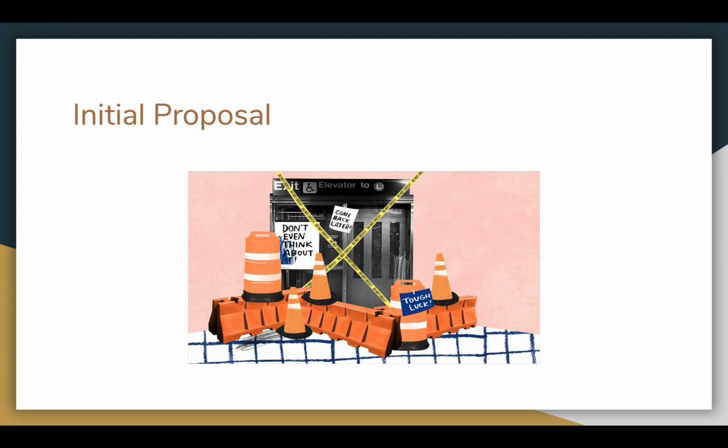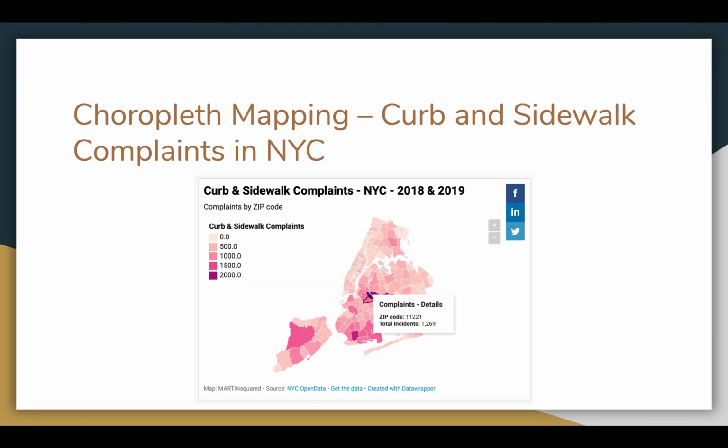There is a lot of information out there on this, but I was just hoping to be able to gain access to that information and view it in different ways. So the process started with me creating this Choropleth map of curb and sidewalk complaints in New York City in 2018 and 2019. This is done by zip code, and as you'll see, there's a myriad of different levels of numbers of complaints per zip code.